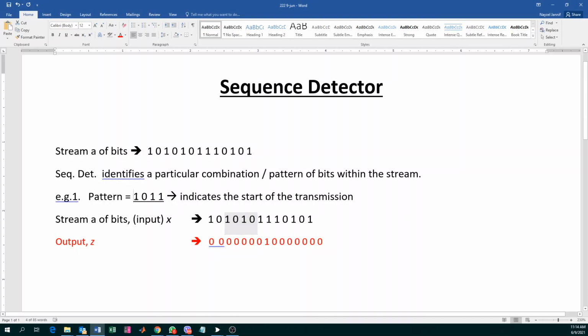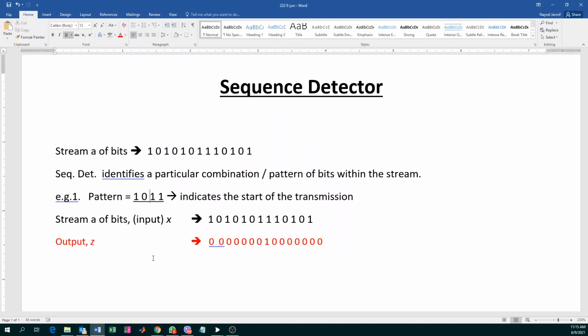Sometimes the pattern to be detected can be 3 bits long. Sometimes it is 4 bits long, sometimes 5 bits long, and sometimes 6 bits long, and the list goes on. So that's a pattern detector, and I'm going to show you how to build a pattern detector.